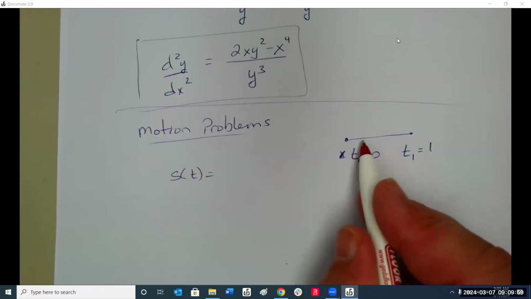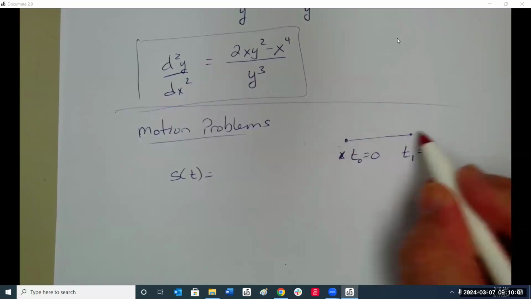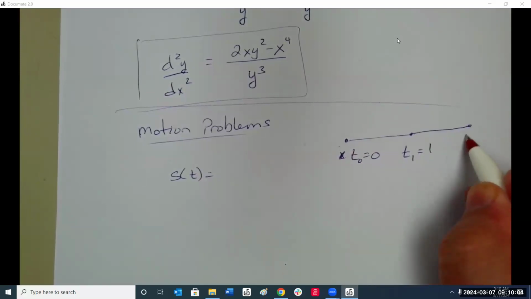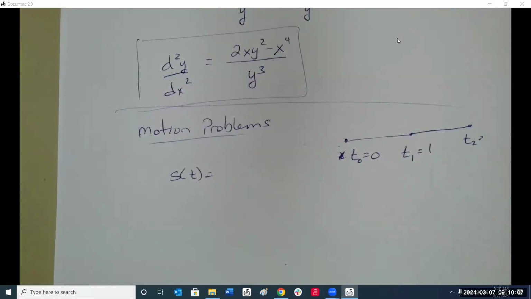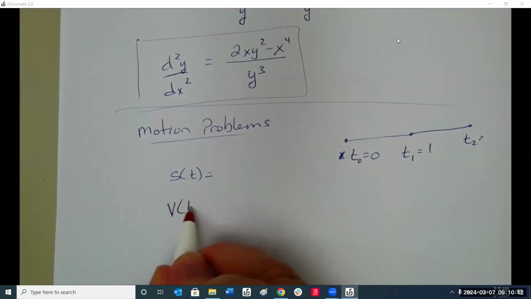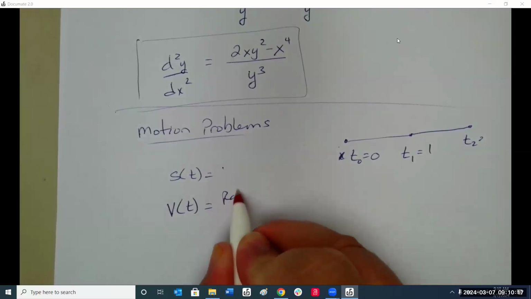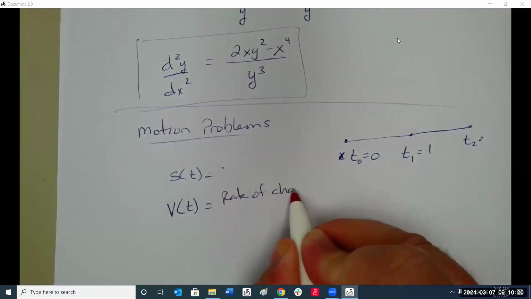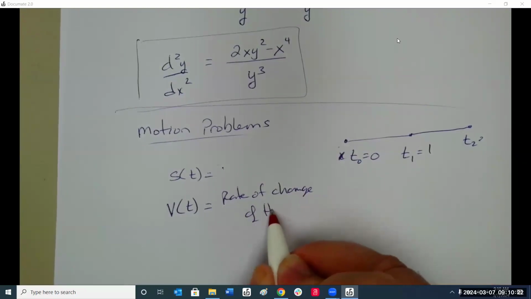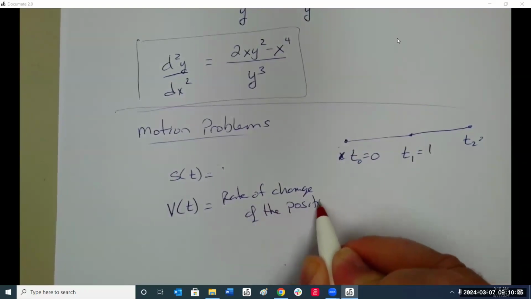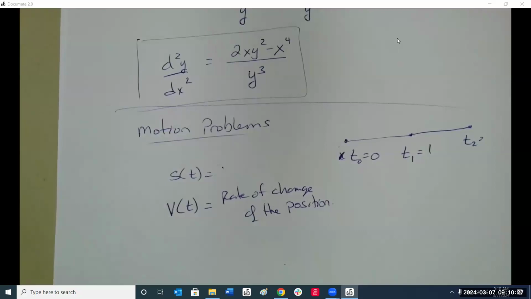Now, how fast that changes. So from this point to this point, then from this point to this point, that's a change of positions. So that's what we call a velocity. This is the rate of change of the position function. As time moves on, the position changes. How fast is that position changing? That's what velocity is. Position function is just where it is.